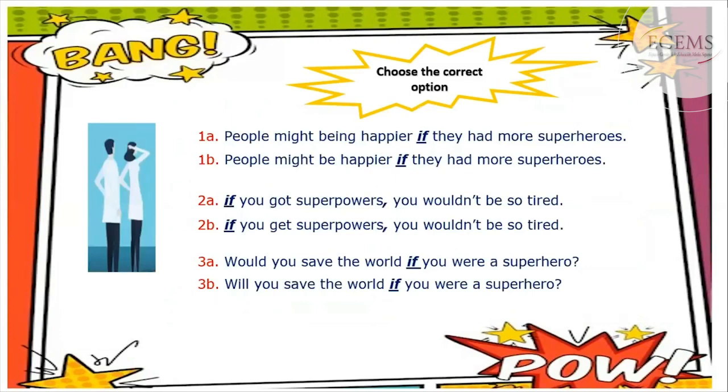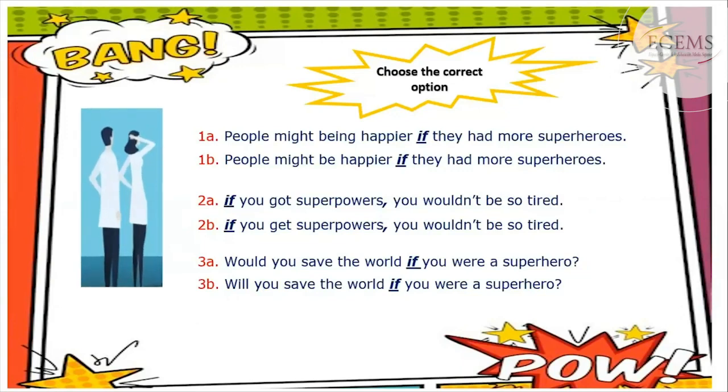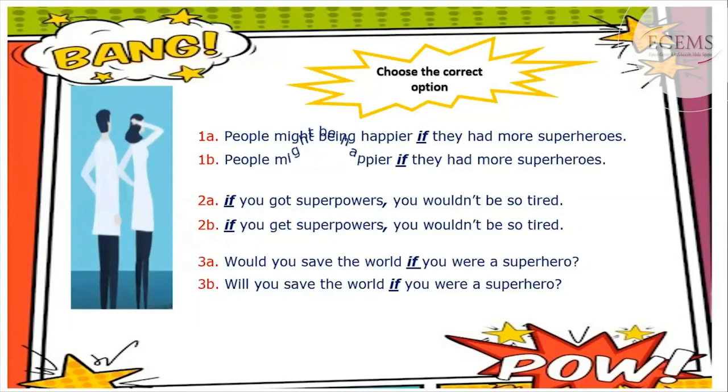Quiz. Choose the correct option. 1. A. People might be happier if they had more superheroes. B. People might be happier if they had more superheroes. Which is the correct option? The correct option is B. We don't conjugate verbs after might.